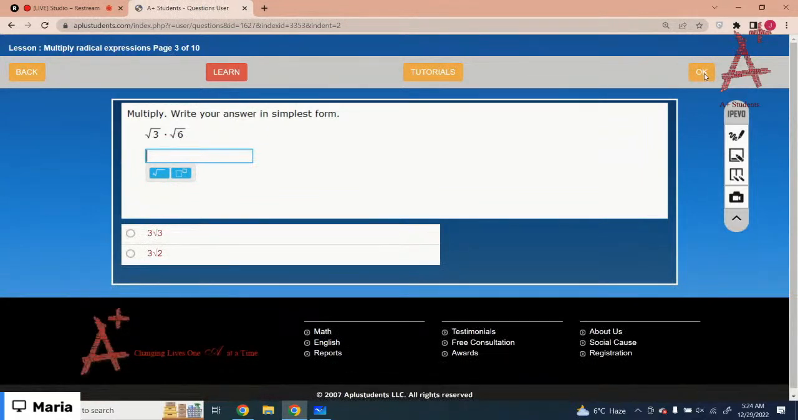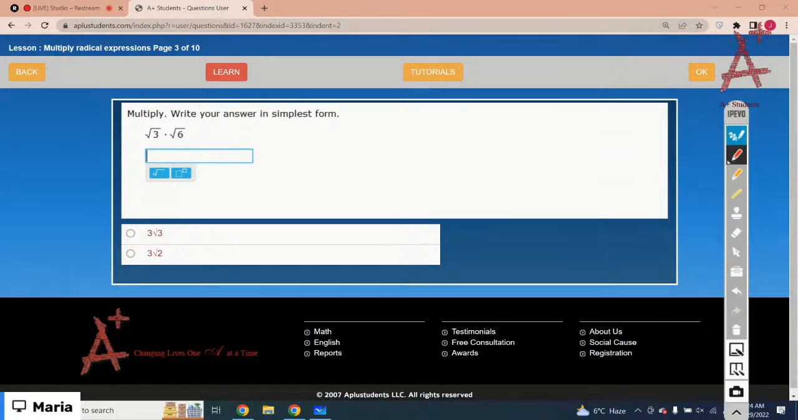Okay, the next one is square root 3 times square root 6. So you can use the same property of square roots. That would be if you have a times b, you can write them as square root a times square root b. So here you are given, they are written into different square roots, so you can write them together under one square root. Got it? So you can write them as 3 times 6.